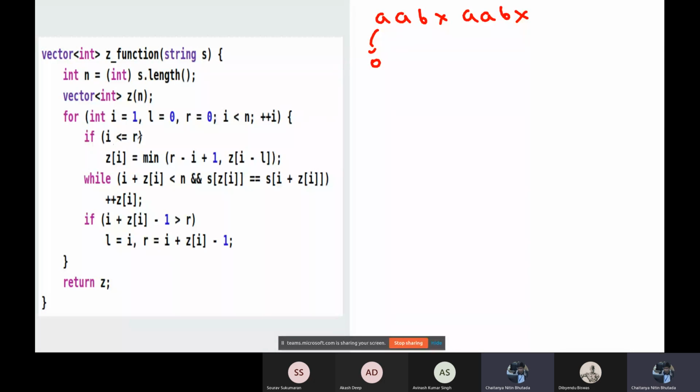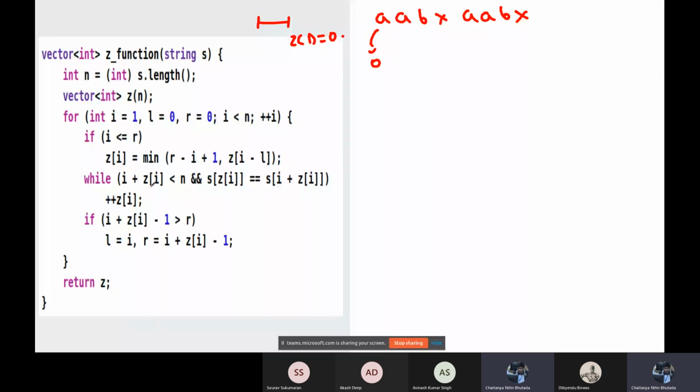Now if I is less than equal to R, means it is in some segment matching, we do this. Currently it is not in any segment matching, so z1 will be initialized with 0. So now we check 1 plus 0 is less than n, and s of 0 is equal to s of 1 plus 0 because A and A match, so we will increase zi.